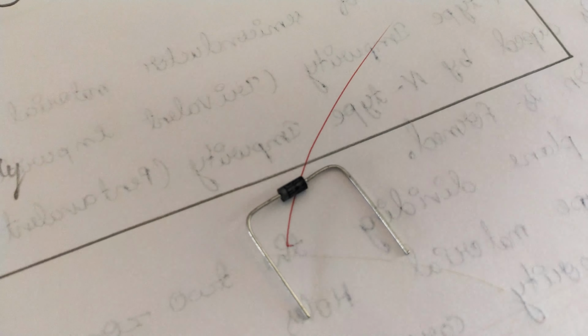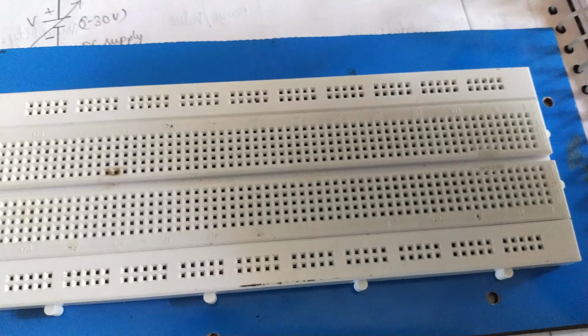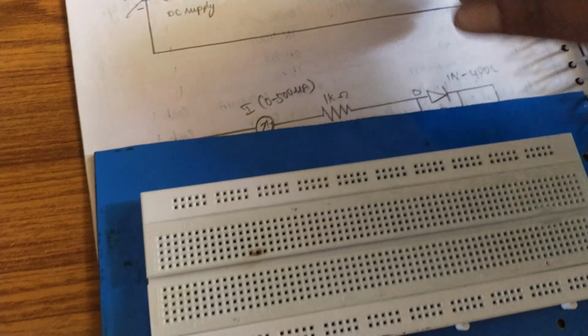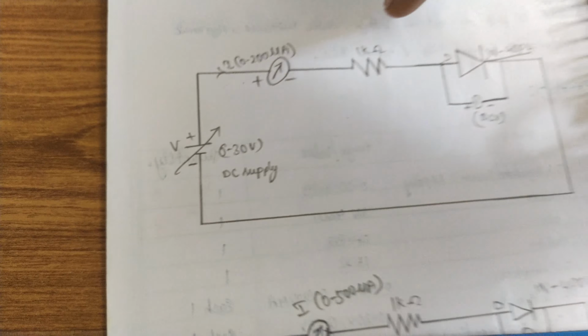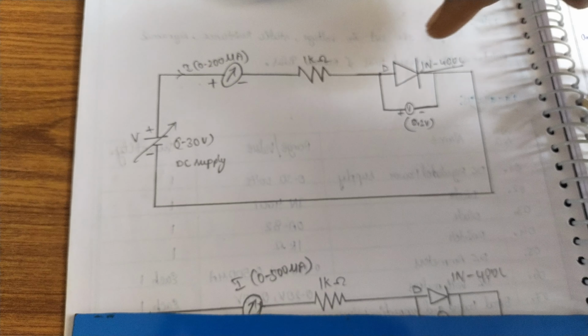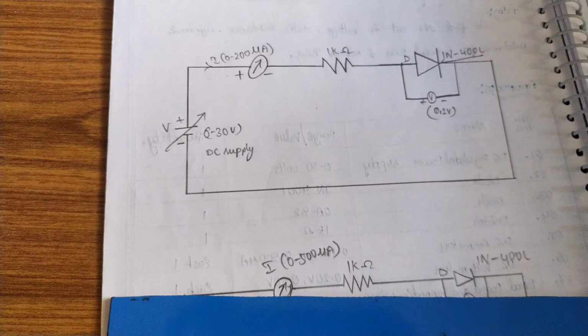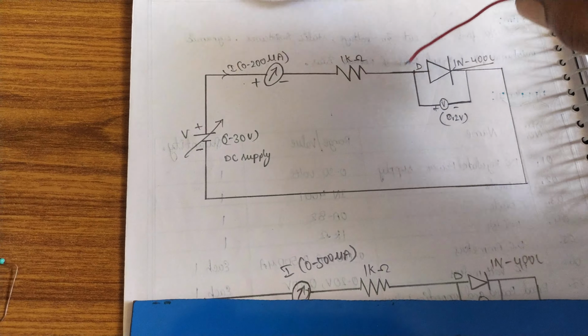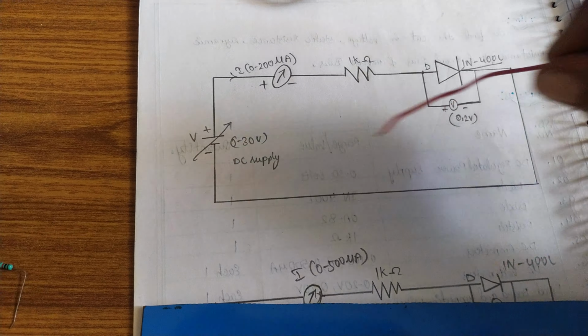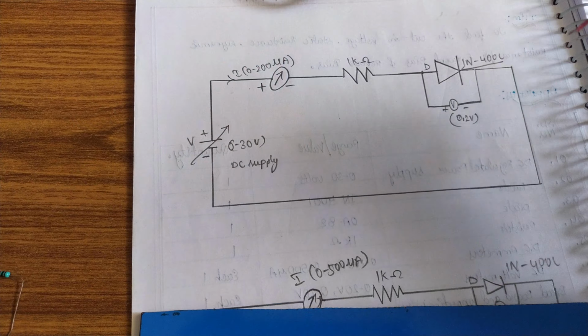To conduct the characteristics experiment, we need a breadboard, 1 ammeter, a 1 kilo ohm resistance, a PN junction diode and 1 voltmeter. A DC supply is required to conduct this experiment.